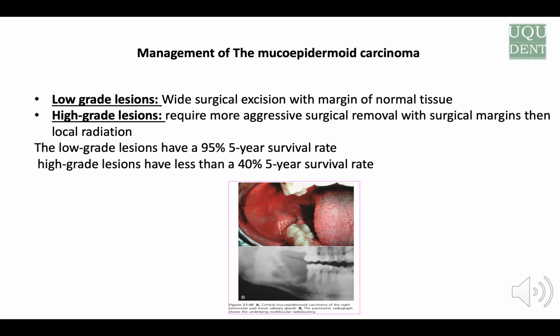It has two types. Low-grade lesions, you have to do wide surgical excision with a margin of normal tissue. Then you have the high-grade lesion. It requires more aggressive surgical removal, in addition to the safety margin, then you have to do local radiation. The survival rate for the low-grade lesion is 95% for 5 years. The high-grade lesion has less than 40% for a 5-year survival rate. The picture below shows the lesion, then it shows how it looks in the X-ray.